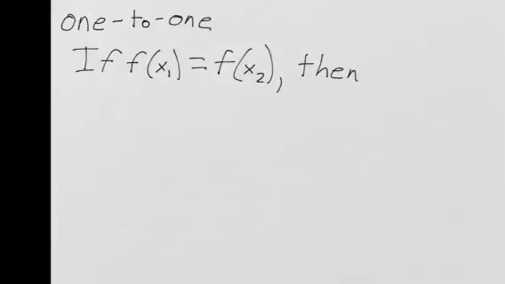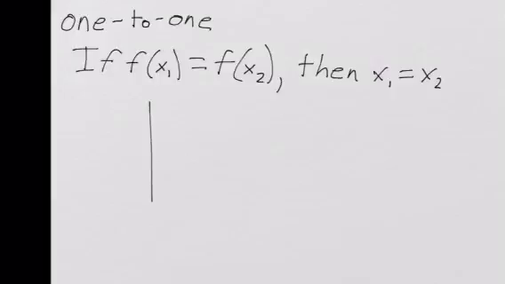In this video, we're going to take a look at the idea of an inverse function. And the first thing we need to look at is when a function is going to have an inverse. So for that, we have a condition called 1 to 1. And what that means is that if f of x1 equals f of x2, then x1 equals x2.